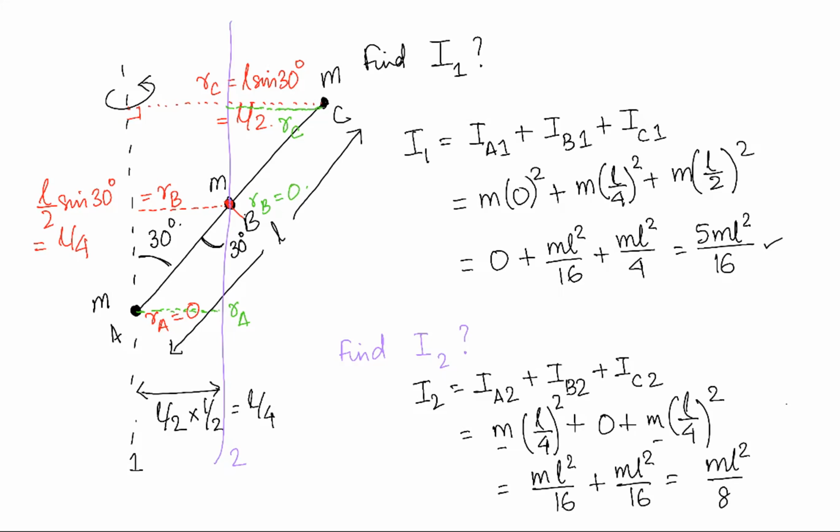So by now, if somebody asks you why is the value different, you can easily explain why the value is different. That's what I wanted to teach you. If the axis changes, the moment of inertia of the system is going to change. Okay? I hope you're okay with all of this.